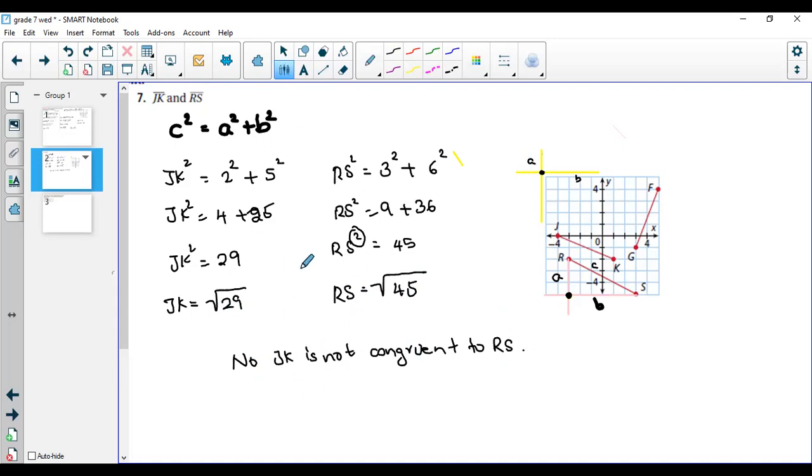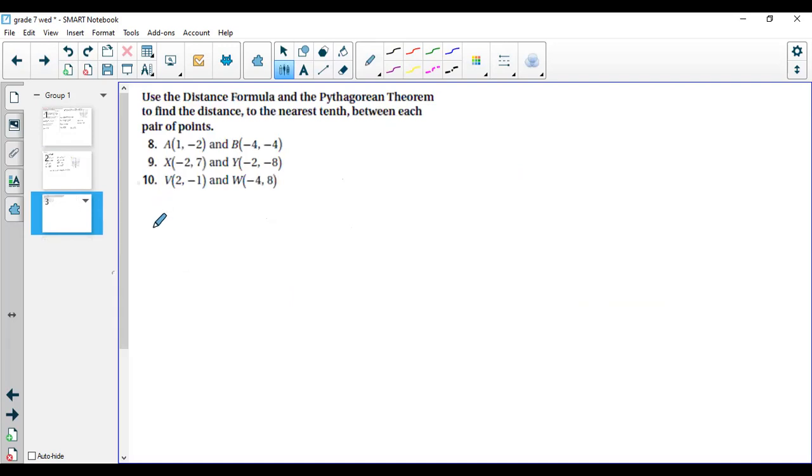This is how you use the Pythagorean theorem. I feel the Pythagorean theorem is much easier than using the formula, but you need to know both. For example, questions 8, 9, and 10 have asked you to use the distance formula and the Pythagorean theorem. So you have to use both of them.